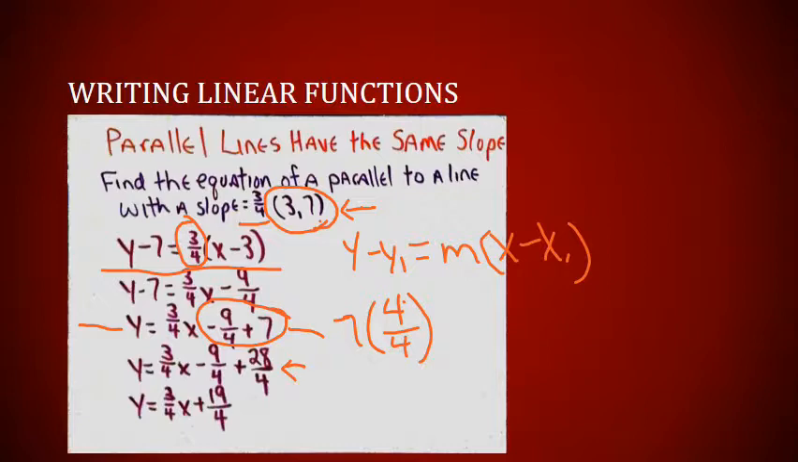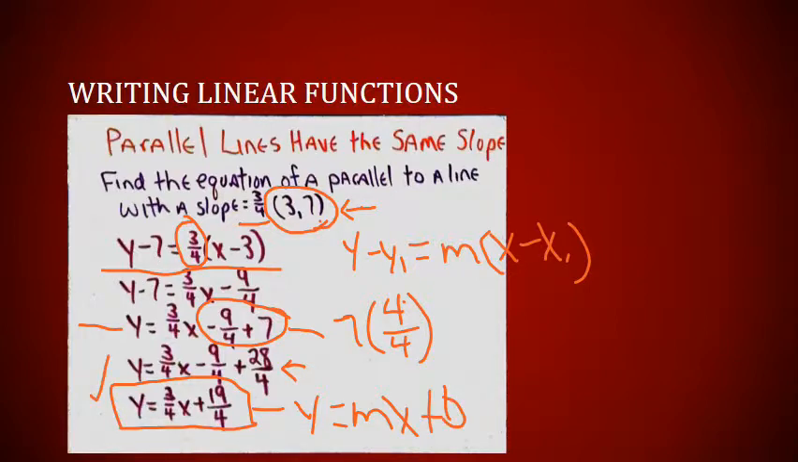And to finish this off, I got y equals 3/4 x, and so I got minus 9 plus 28, minus 9 plus 28 gives me positive 19. So y equals 3/4 x plus 19/4, and that is the equation. That's going back to slope-intercept, y equals mx plus b. And that's the equation of a line parallel to another line that has a slope of 3/4.